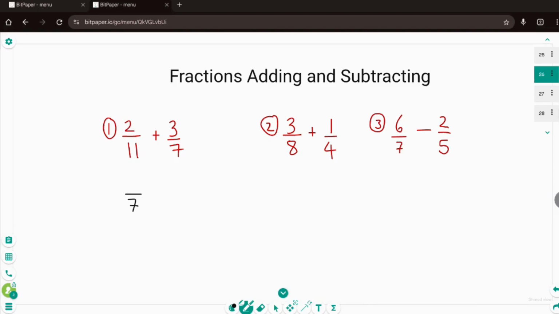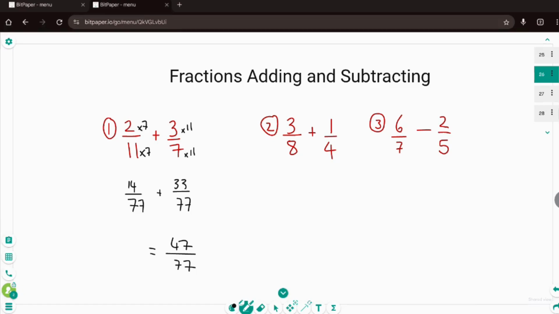Okay, I'm just going to run through these. So 77 is your common denominator. Multiply by 7, multiply by 7. Times 11, times 11. 14 add 33 is 47.